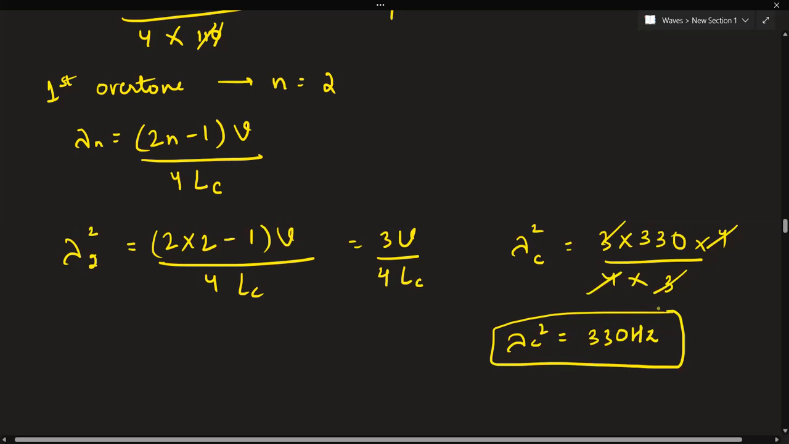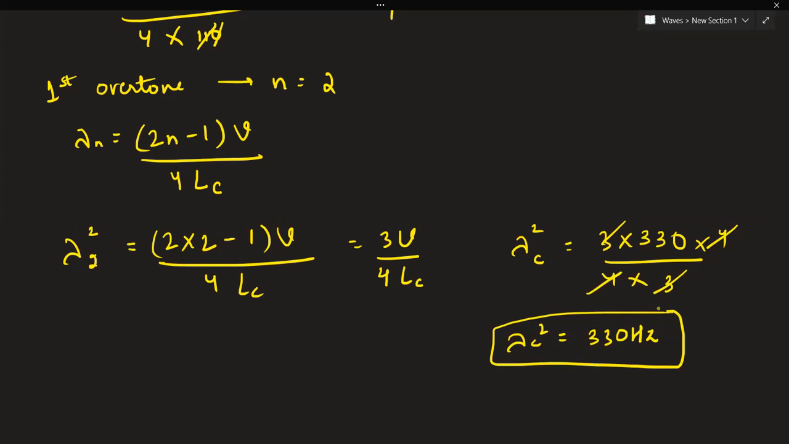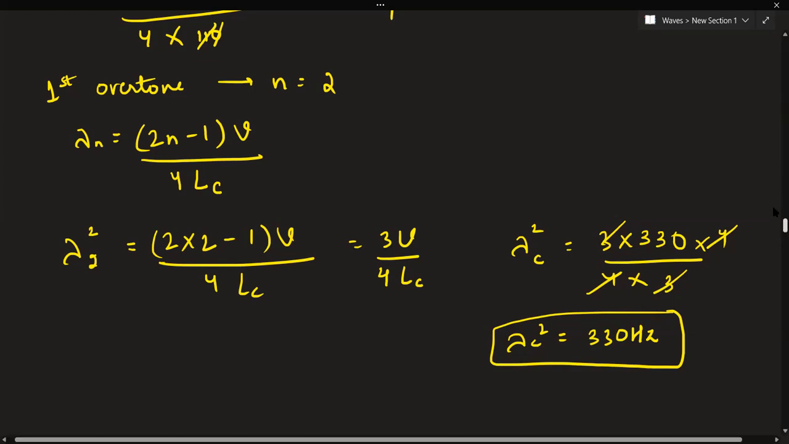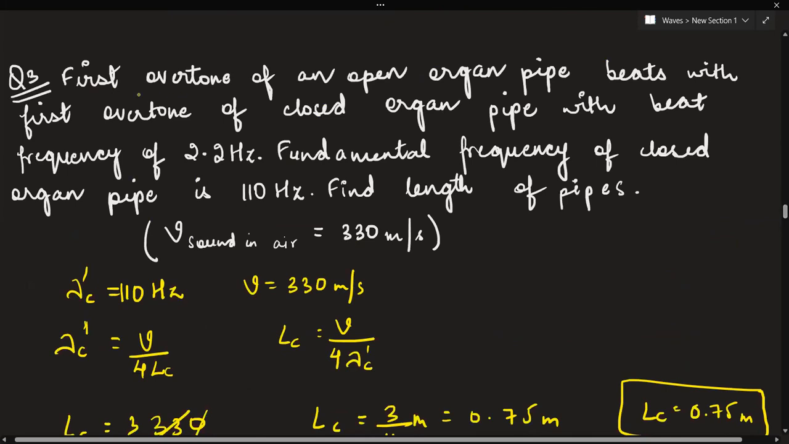Yes, ma'am. So this frequency will be the same for the open organ pipe that is given. Look, it says the first overtone of the open organ pipe is beating with this frequency, for what? The first overtone of the closed organ pipe.